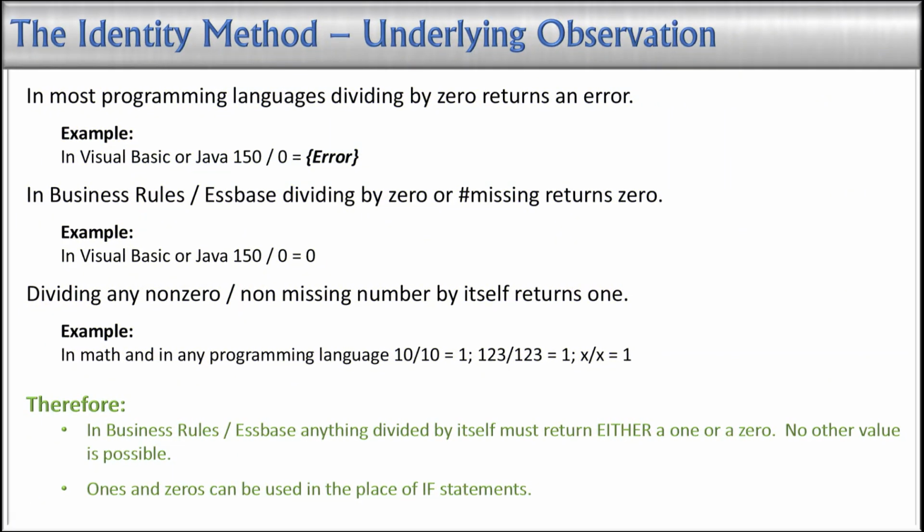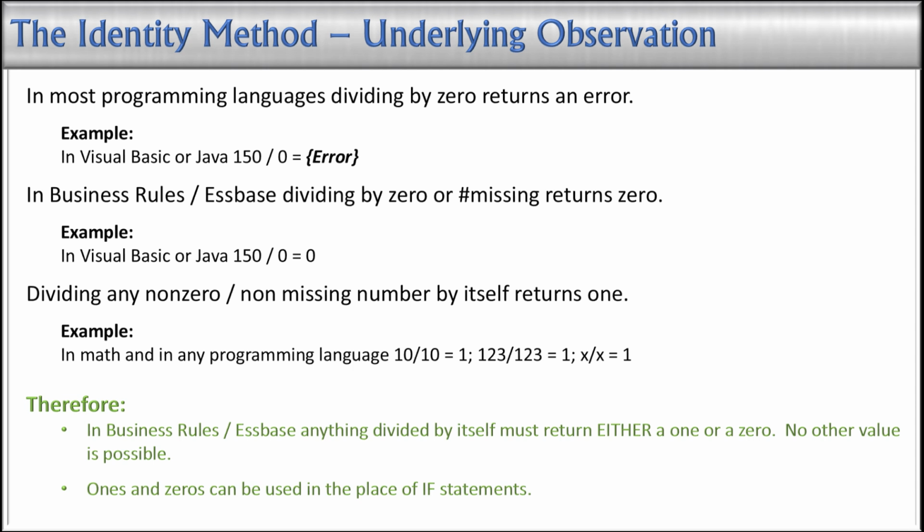There's an interesting quirk in business rules. In most programming languages, dividing by 0 returns an error. For example, in Visual Basic or Java, if I divide the number 150 by 0, I will get an error. In business rules, dividing by 0 or #Missing returns 0. #Missing just means that the cell is blank. It doesn't even have a number. But mathematically, #Missing works just like 0.